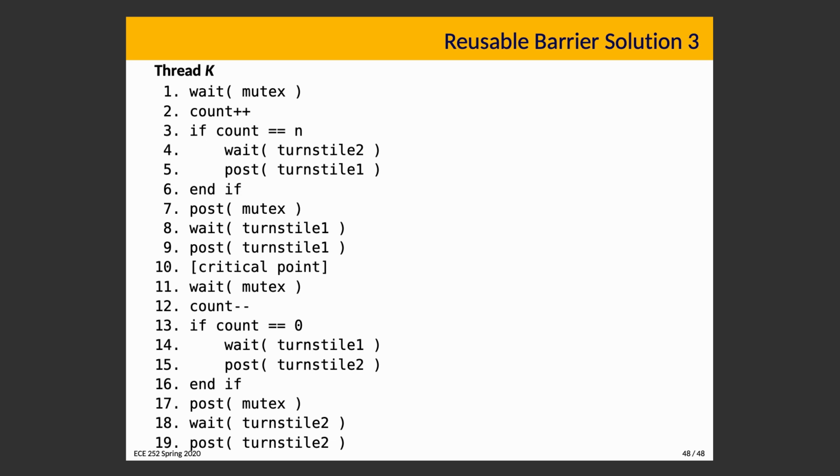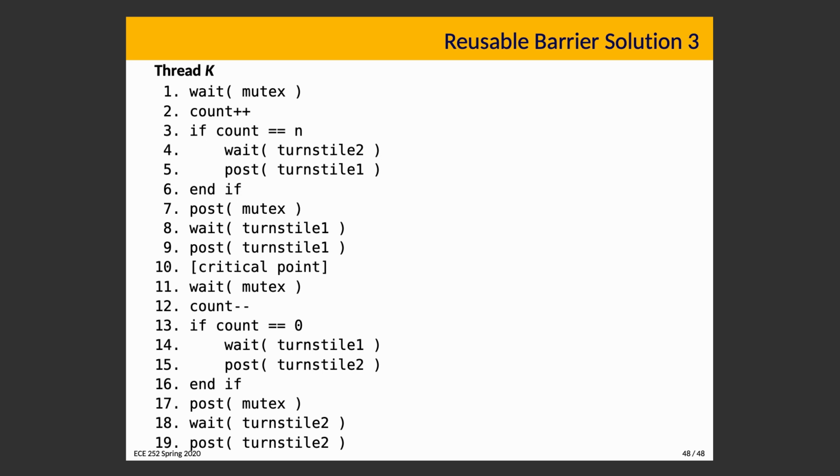in that it resembles to a great extent the reusable barrier that we've talked about, just now there's 2 of them instead of 1. So wait on the mutex, increment count. If count is n, if we're the last thread to arrive, then we lock the second turnstile and unlock the first one. Otherwise, just skip that if block, post on the mutex, wait at the first turnstile, post on the turnstile when we proceed through.